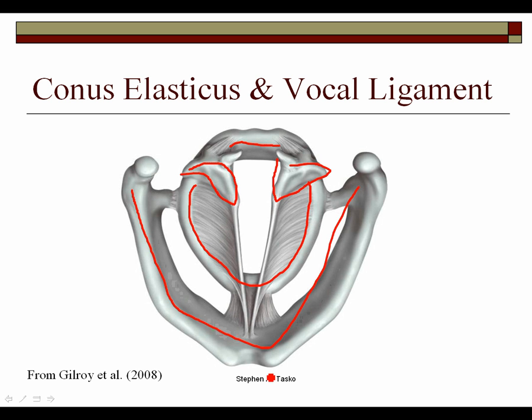Now this view here also adds a little bit more information for us. All of these cartilages are connected to each other by various kinds of connective tissue. An important piece of connective tissue, or pieces of connective tissue, are the conus elasticus and the vocal ligament. The vocal ligament is some connective tissue that runs from this vocal process of the arytenoid and runs anteriorly to connect to the angle of the thyroid cartilage. And there's one on the left and one on the right.